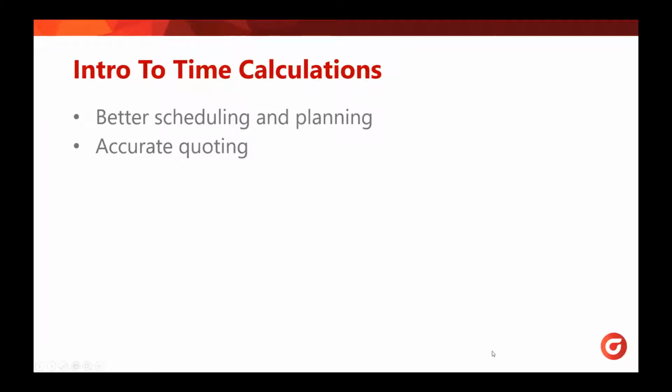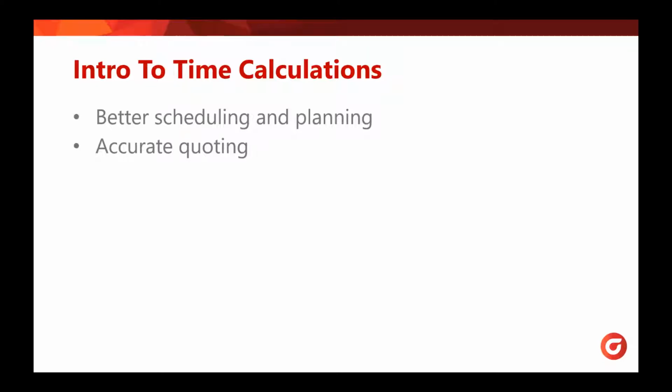So the first thing we're going to go over is the reason why you would want to adjust your time calculations to actually have accurate numbers coming outside of the software. There's really two main reasons for this. The first one is for better scheduling and planning. As a user of the software and as a manager, it's definitely important to make sure that you're scheduling an adequate amount of time for running programs at the machine.